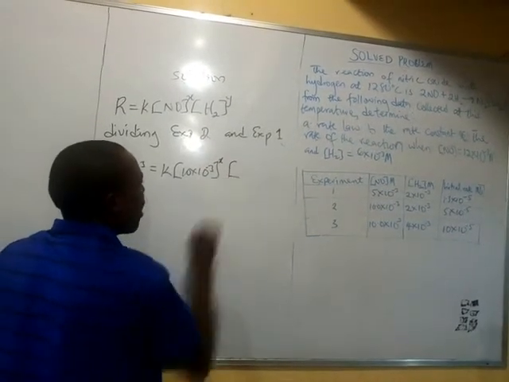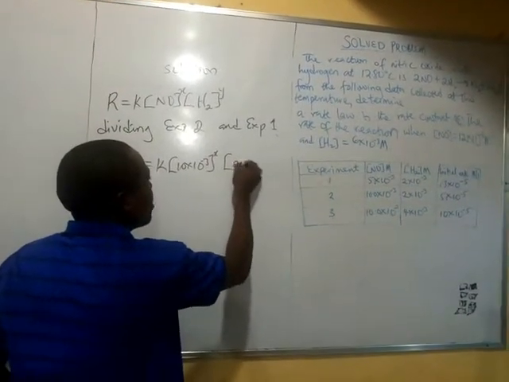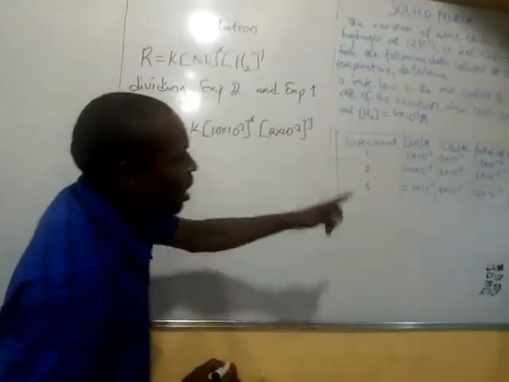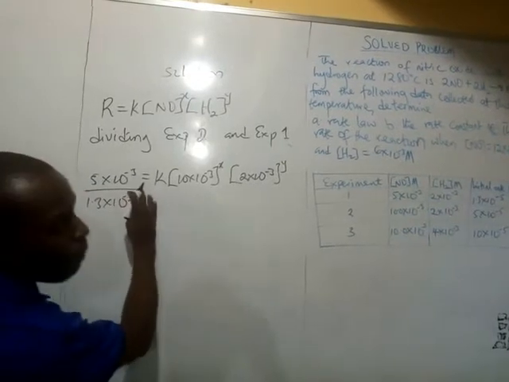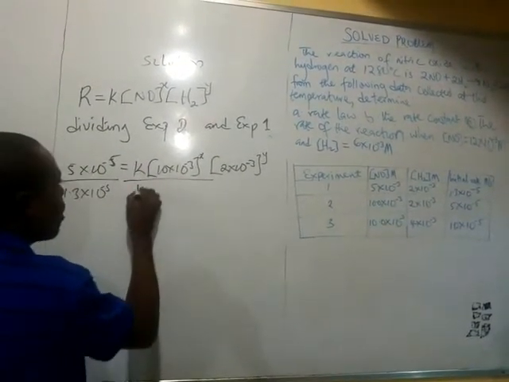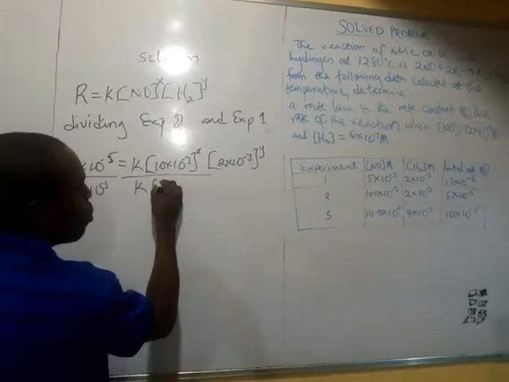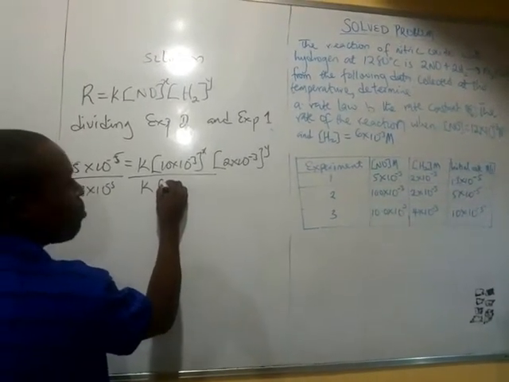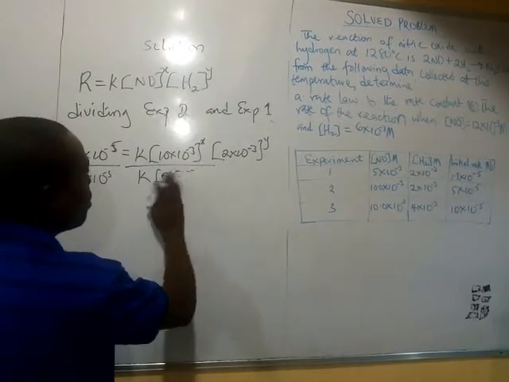Then we have that of H2, which is 2 times 10 to the power minus 3 raised to the power Y, divided by that of experiment 1, 1.3 times 10 to the minus 5. K here becomes 2 times 10 raised to the power 10.